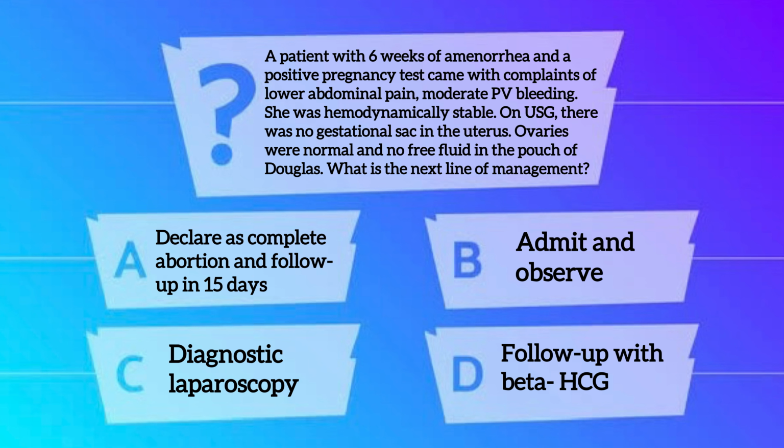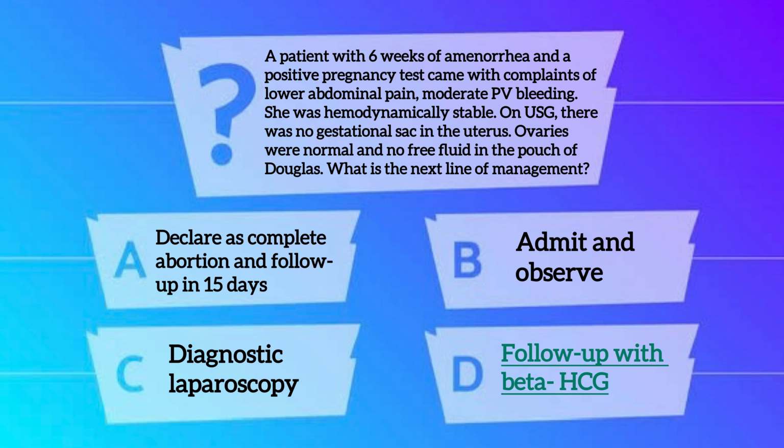Option A, declare a complete abortion and follow up in 15 days. Option B, admit and observe. Option C, diagnostic laparoscopy. And option D, follow up with beta HCG. So which option do you think is the right one?